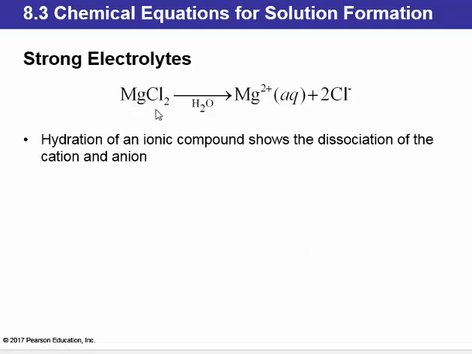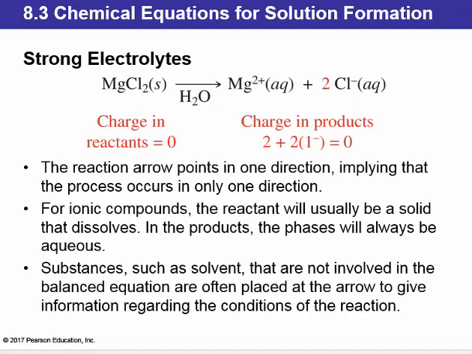When an ionic compound dissolves in water, it breaks apart into the cation and anion. This is also known as dissociation, and when we write out the equation for this, this is sometimes known as the hydration equation. So when we write out a hydration equation for a strong electrolyte, on the left side we have the undissociated ionic compound, and ionic compounds are solid at room temperature.